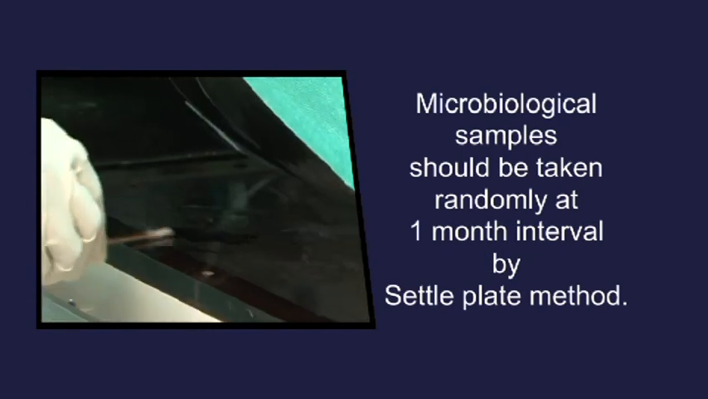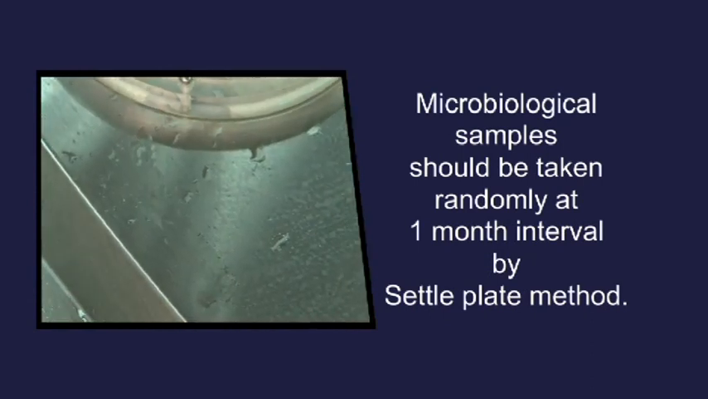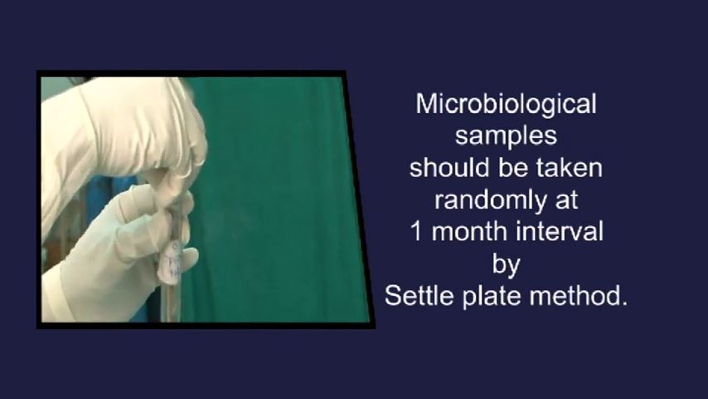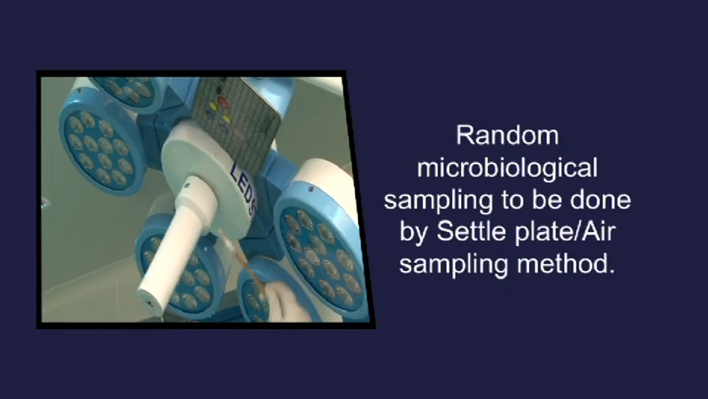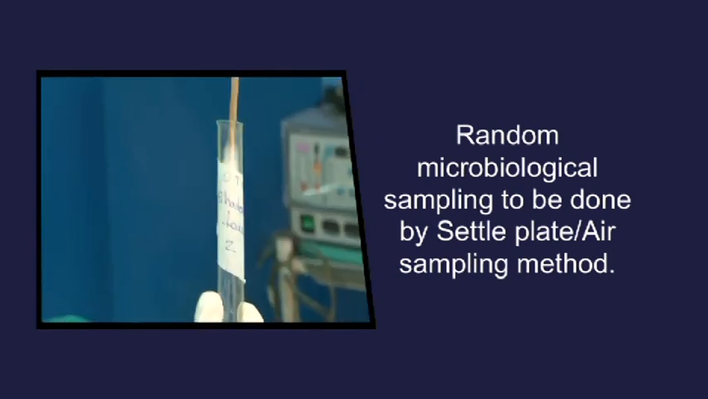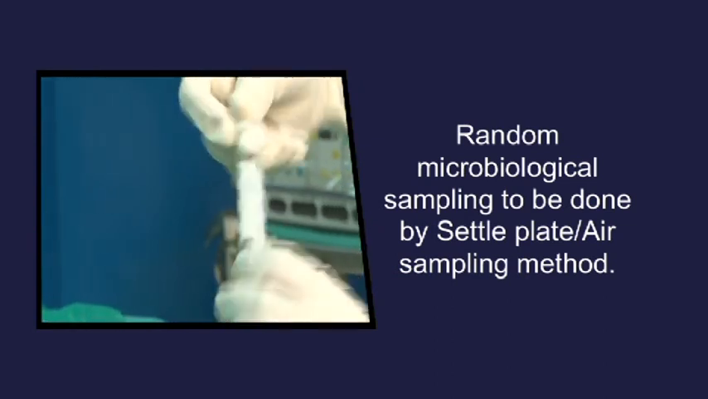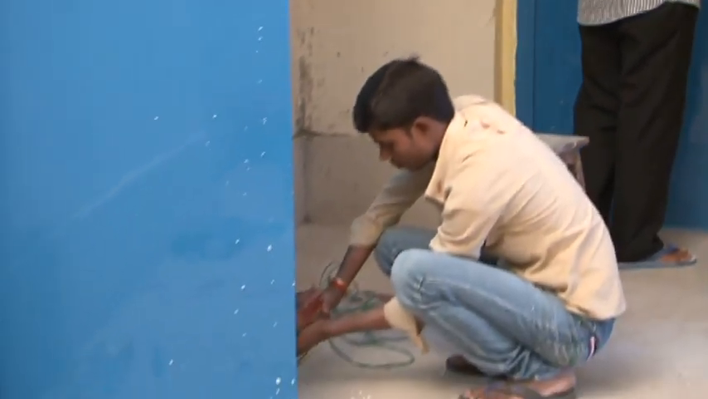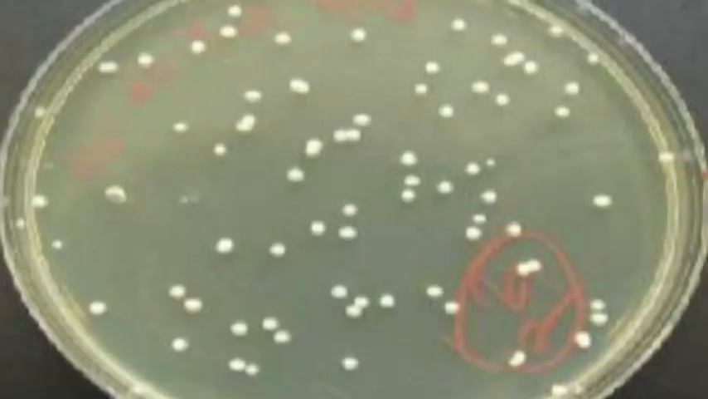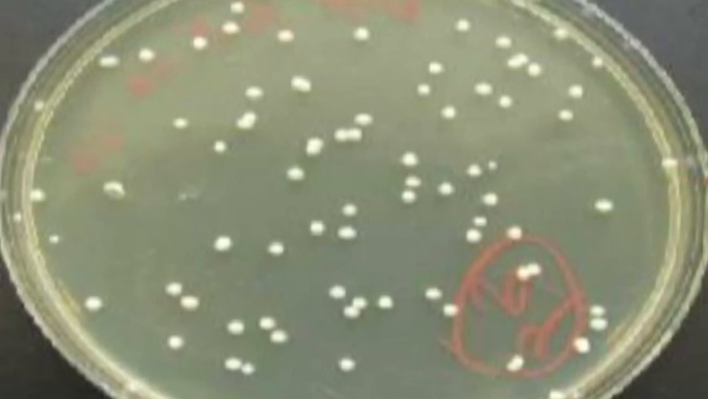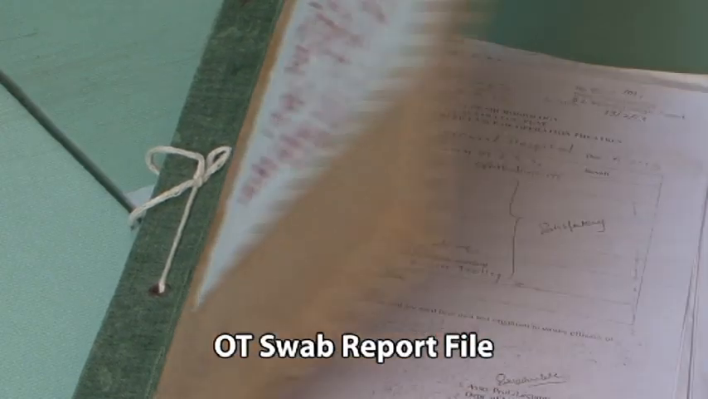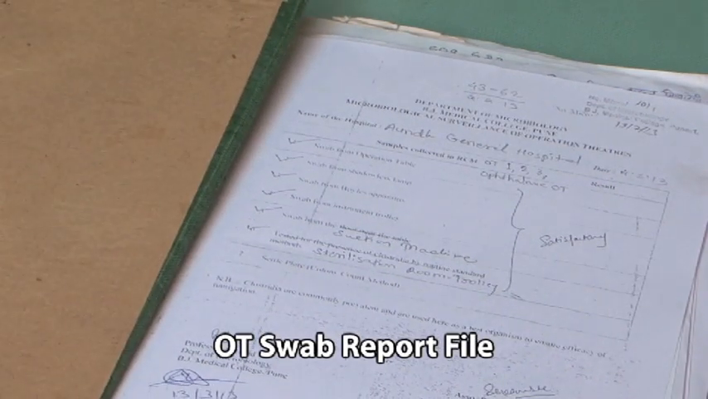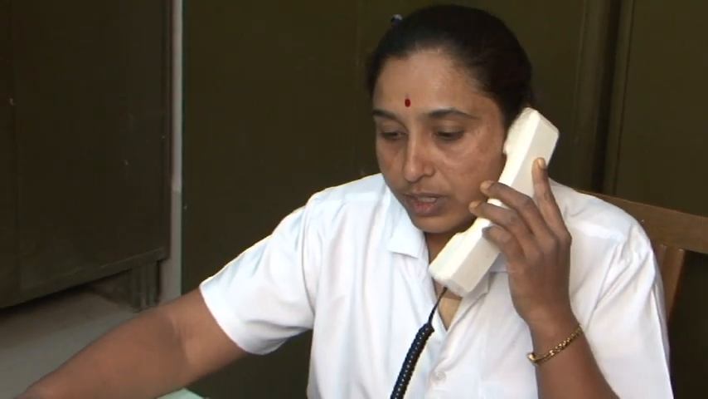Quality control. Microbiological samples should be taken randomly at 1 month interval by settle plate method. Random microbiological sampling to be done by settle plate or air sampling method following construction or renovation work or any infectious outbreak. Any colony of fungus or Staph aureus needs to be reported. If found positive, servicing of air handling unit and/or AC duct is recommended.